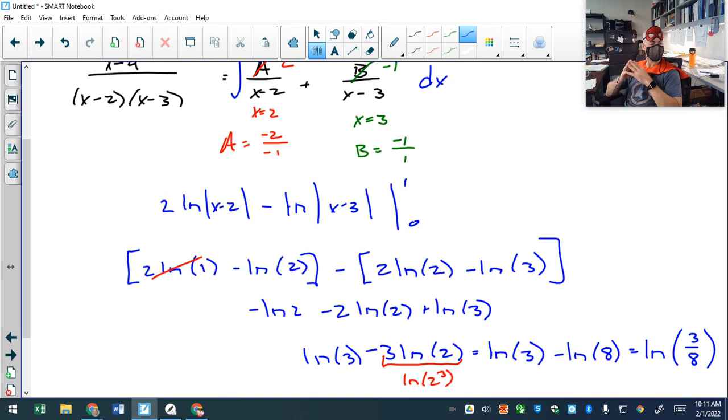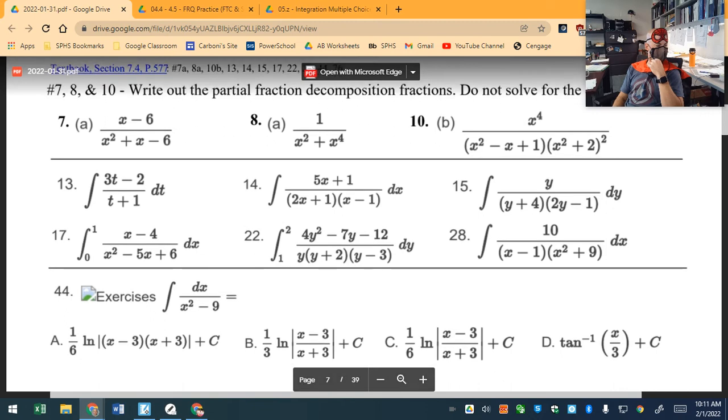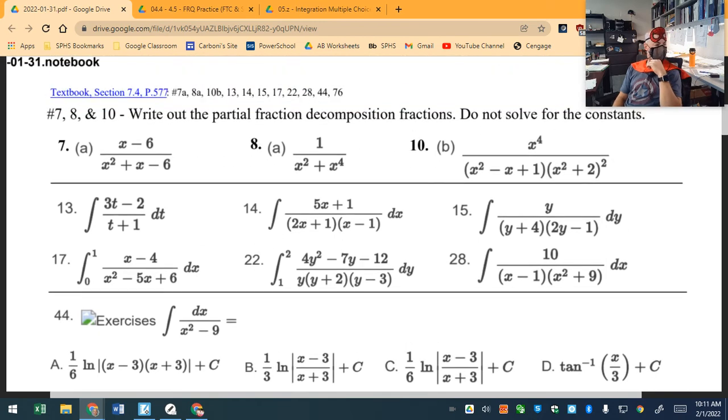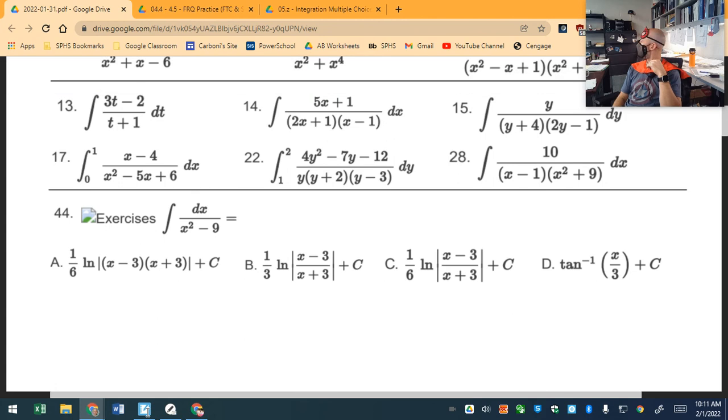Yeah. Any others? No? Let's see. What else do we have? What was the answer to 44? Did we get an answer there?